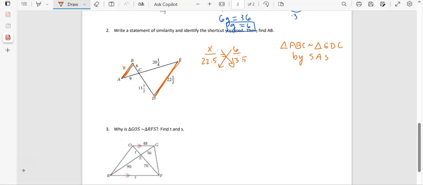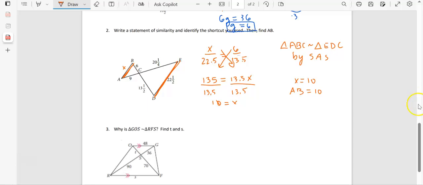I'm going to cross multiply. So I have 135 is 13.5x. And hopefully we all recognize this as 10, and x is 10, which means AB is 10. Again, looking and double checking that that's the longest side, largest side, and it is.